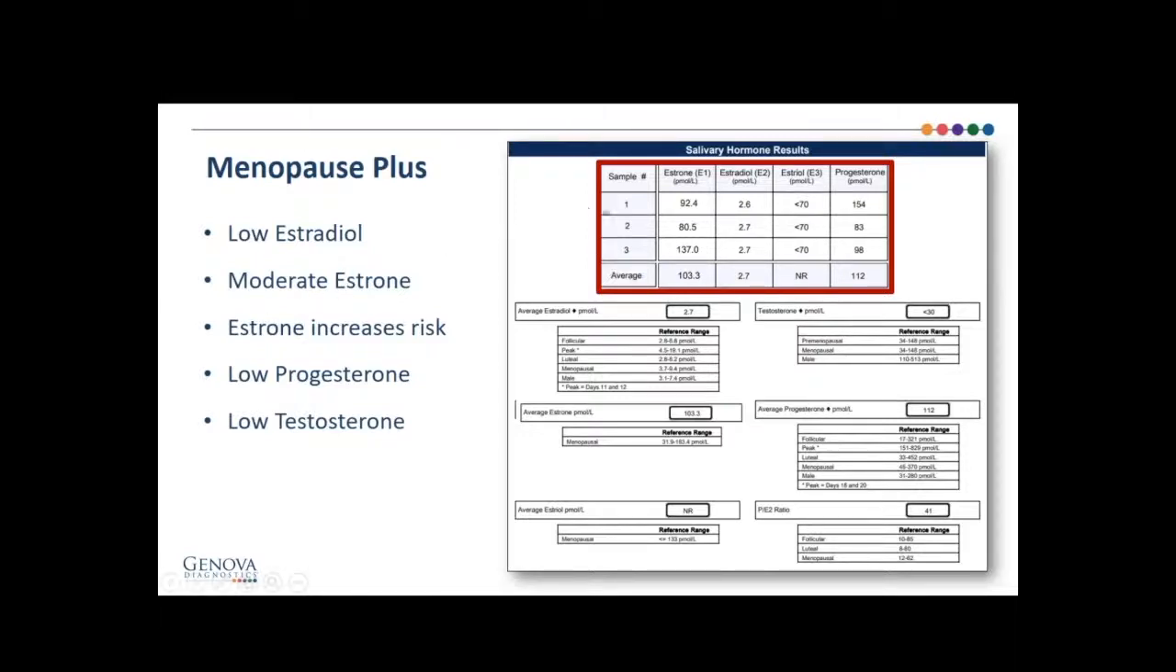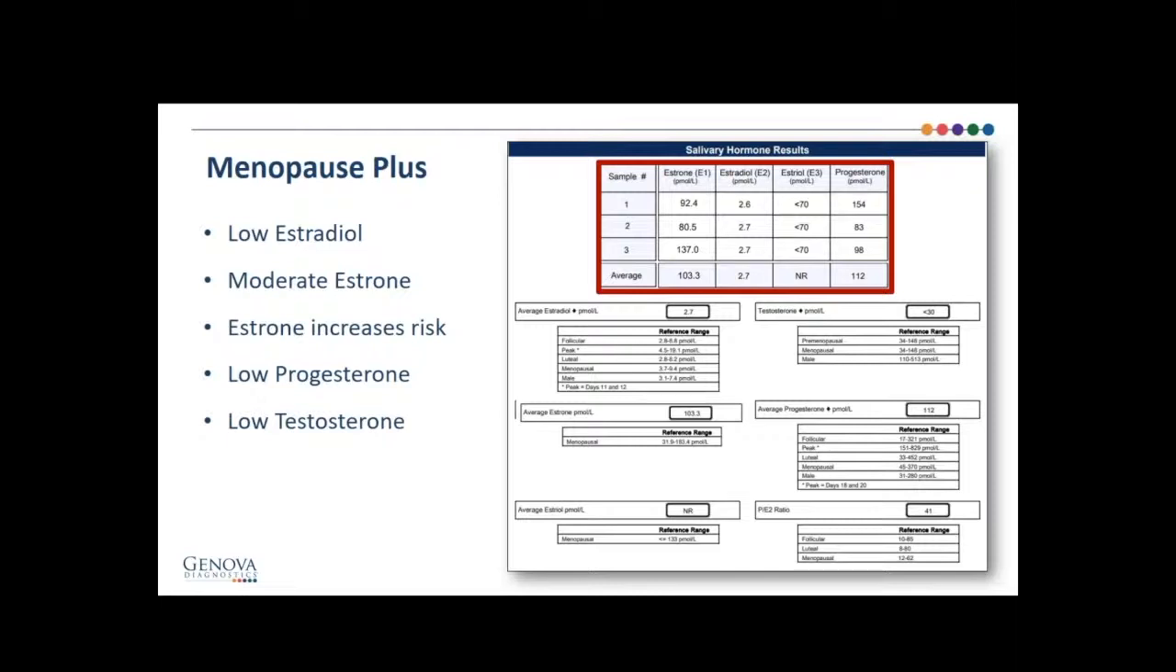What about her estrone? Well, her estrone at 92.4, 80.5, 137 averages out to 103. And within the reference range, that's pretty good. That's certainly well past the mid-range. So her estrogen seems to be really more applicable as far as estrone. Now, that shouldn't surprise us.